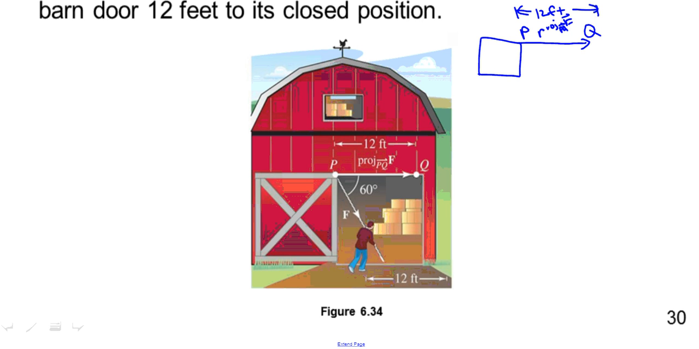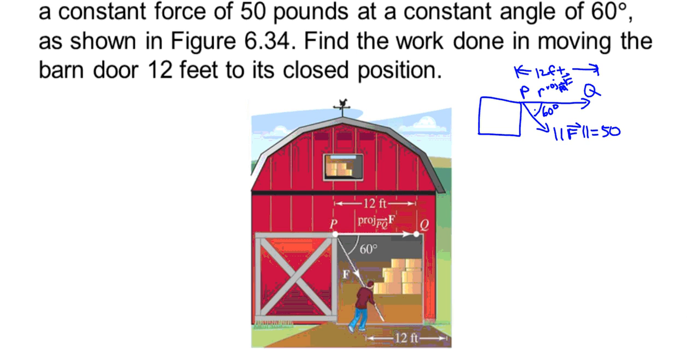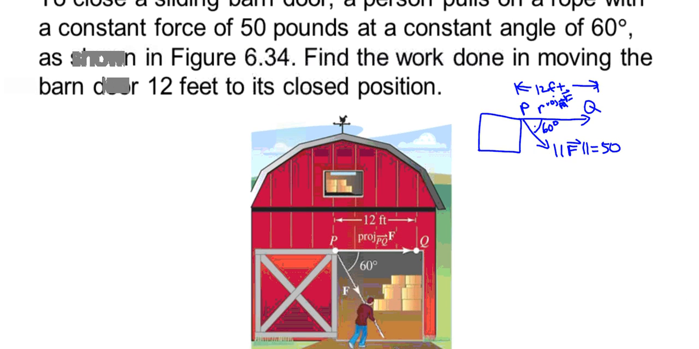So then the deal is our force is coming down like that. This is a 60-degree angle. And we're walking along 12 feet, not necessarily this exact 12 feet, because we're maybe starting over here and then going a little bit that way as we go. And the magnitude of our force is 50, because it told us that we're using 50 pounds of constant force as we go.